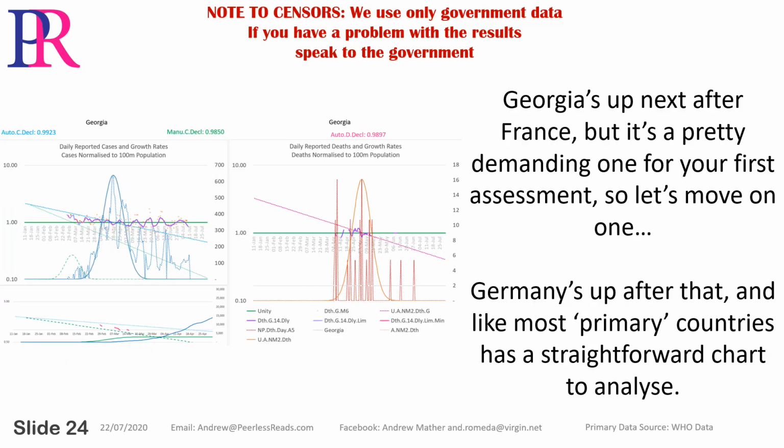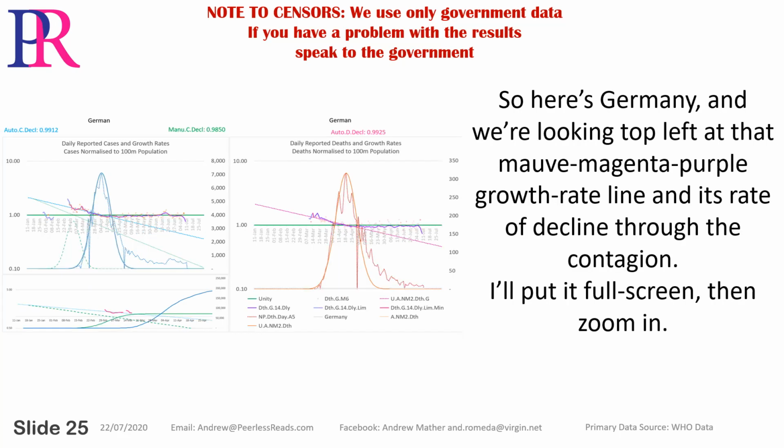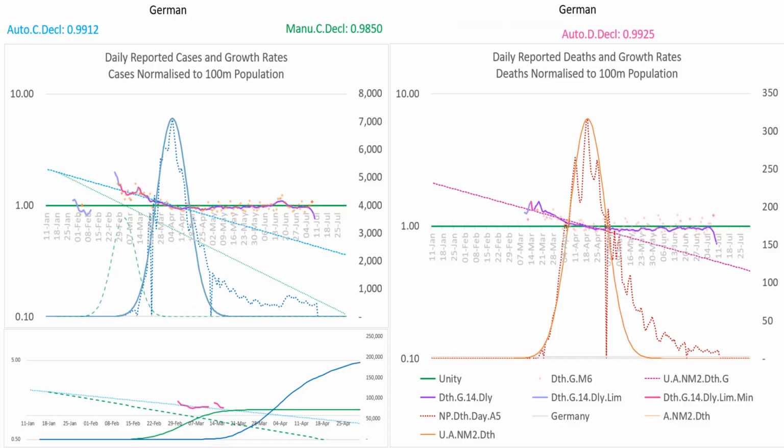Georgia's up next after France, but it's a pretty demanding one for your first assessment, so let's move on one. Germany's up after that, and like most primary countries, it has a straightforward chart to analyse. So here's Germany, and we're looking top left at that mauve magenta purple growth rate line and its rate of decline through the contagion. I'll put it full screen, then zoom in.